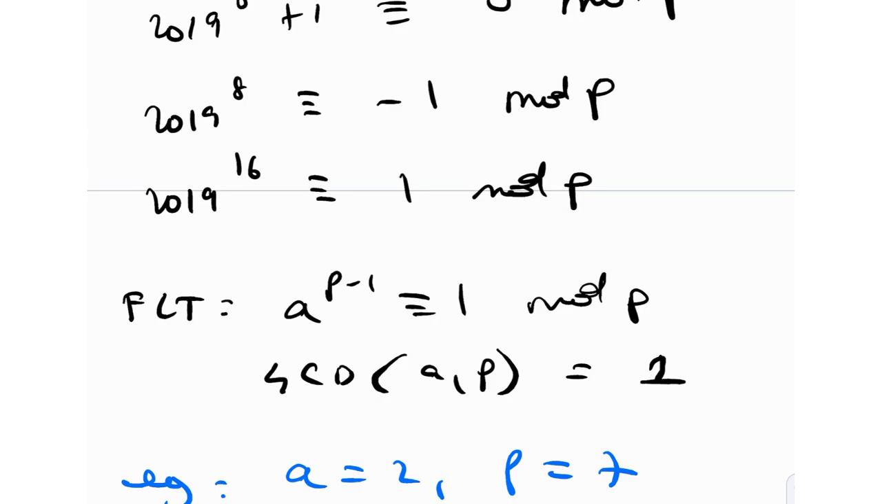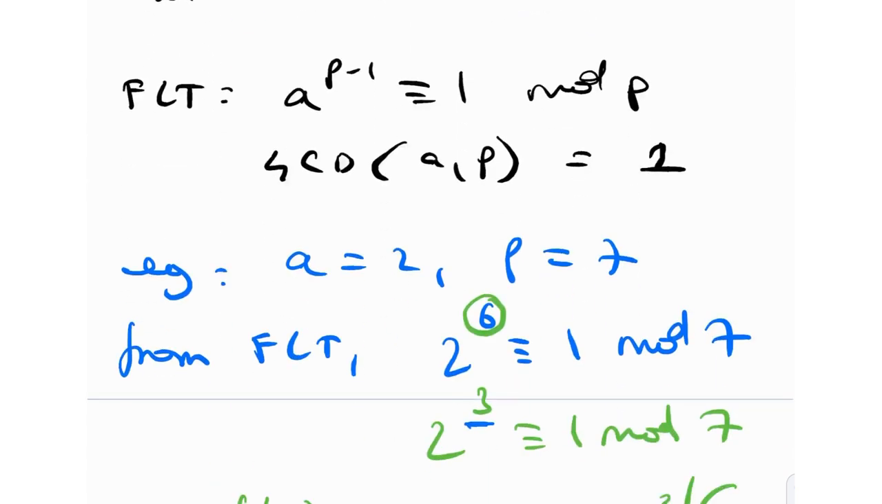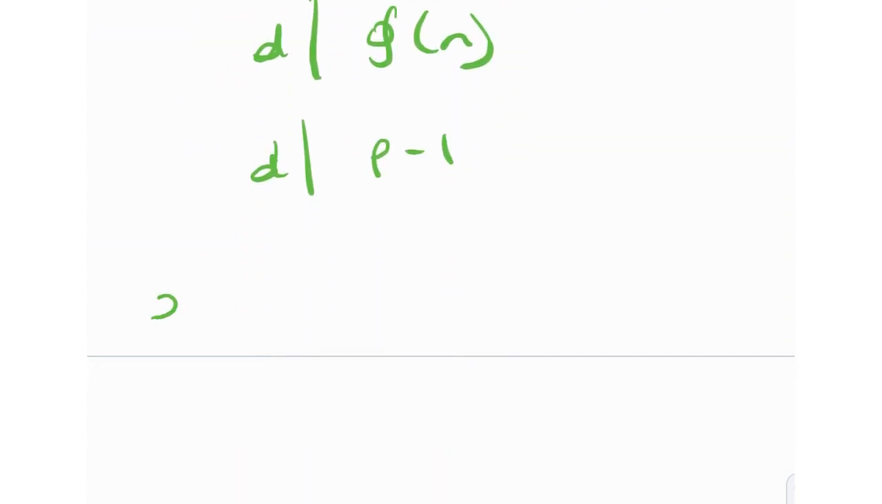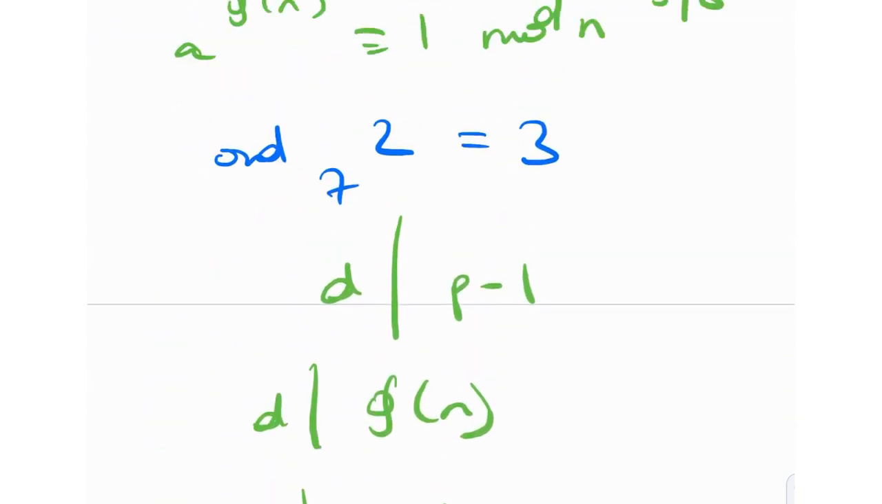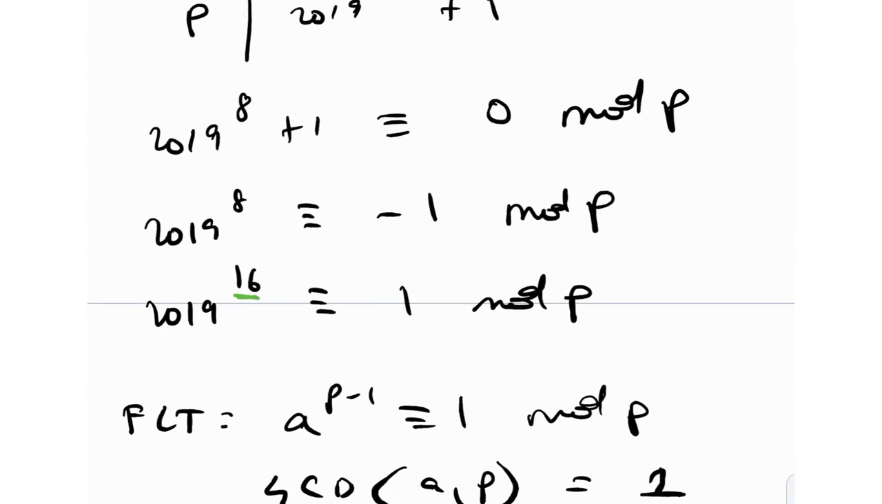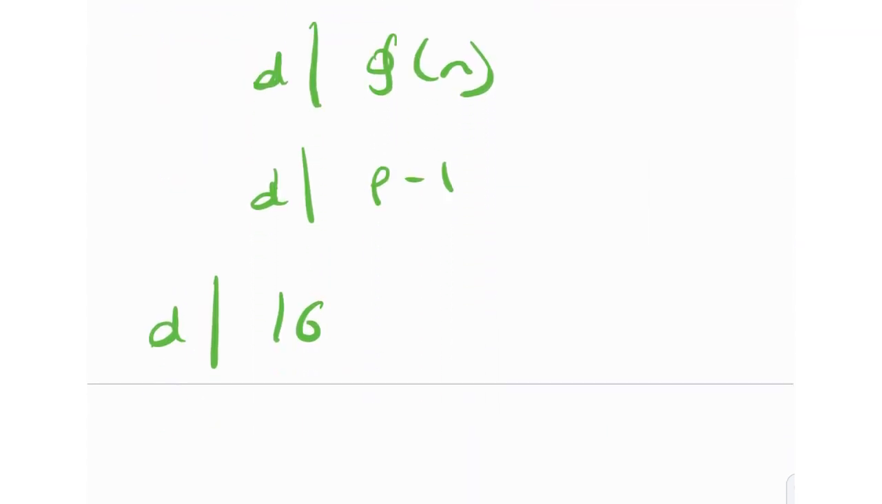So we had 2019 raised to the power 16 is 1 modulo P. So let the order be D. D clearly divides 16, because D needs to divide that exponent. D is the smallest value for which it happens. We don't know if 16 is the smallest or not yet. Therefore, D needs to divide 16. But D cannot divide 8, because 2019 raised to the power 8 is minus 1 mod p. We don't want minus 1, we want 1, from Fermat's theorem.